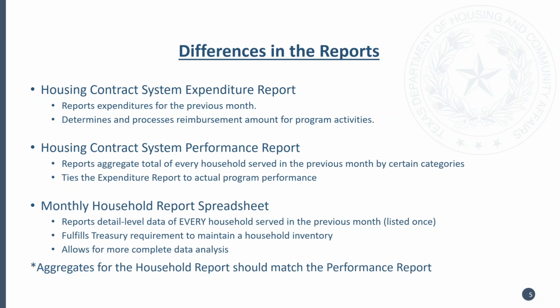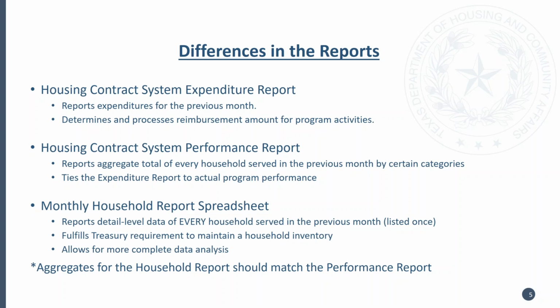The second is going to be the housing contract system performance report. This is going to be an aggregate total of every household served in the previous month by certain categories. We will discuss these categories later. And this serves the purpose of tying your expenditure report in the housing contract system to actual program performance. So federal administrative code specifically says that for federal grants, we have to do our expenditures based on actual benefits rendered, right? So it ties these together, say we serve these households, we've expended this amount, serving these households.